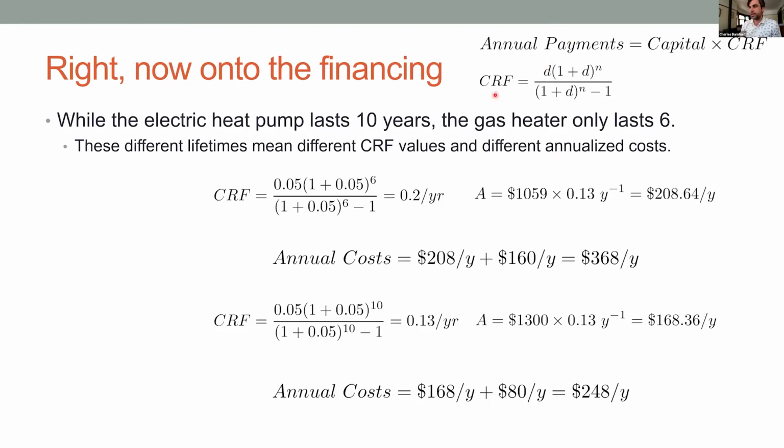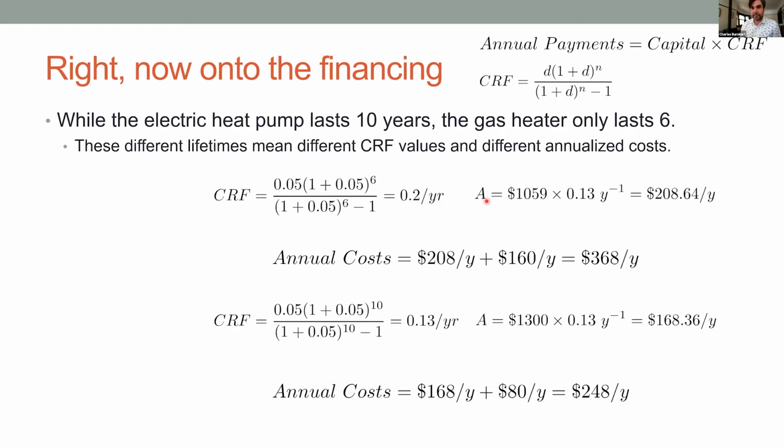So here again is that cost recovery factor equation. You can also use the payment function in Excel. D is the discount rate or interest rate, and N is the number of years the loan exists. In these analyses, we peg the number of years the loan exists to the lifetime of the project, because you're basically saying, how much do I have to pay per year to use this thing? So at a 5% interest rate and 6 years, so this is for the gas one, right? Because we're at 6 years, not 10 years. Cost recovery factor of 0.2 per year.